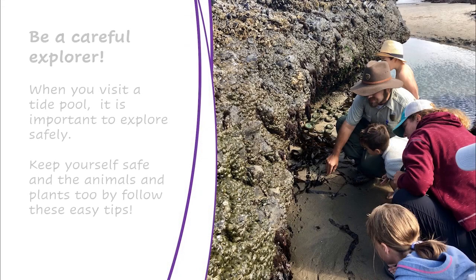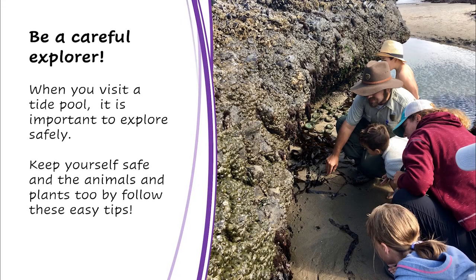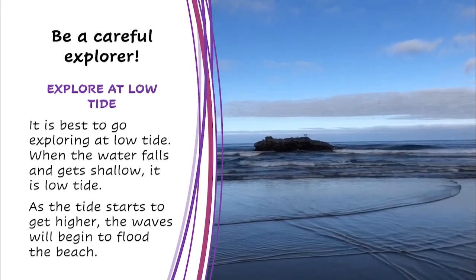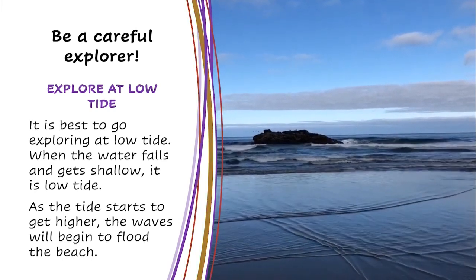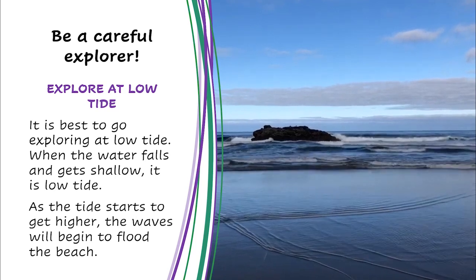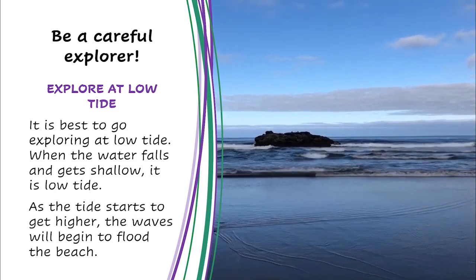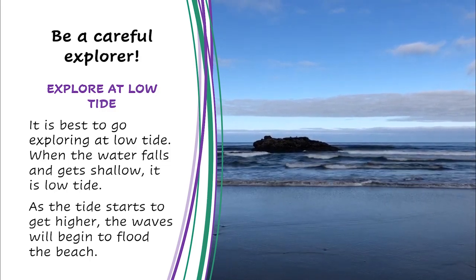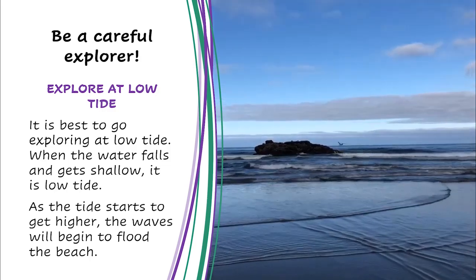Whenever we visit the beach or tide pools, we need to remember to be a careful explorer. Keep yourself safe and the animals and plants too by following these easy steps. It is best to go exploring at low tide. Low tide happens when the water goes out, falls, and gets shallow. During this time, more of the beach and tide pools will be exposed and accessible for you to explore. Make sure to have an adult check a tide chart to find out when low tide is.